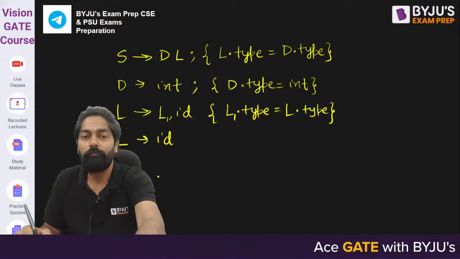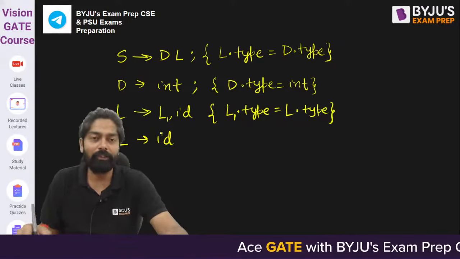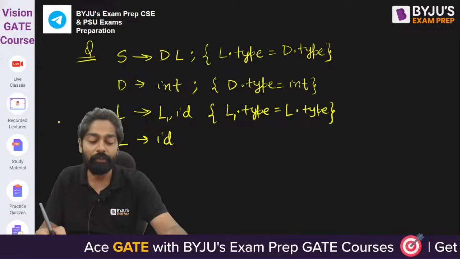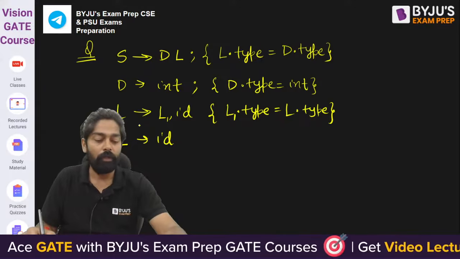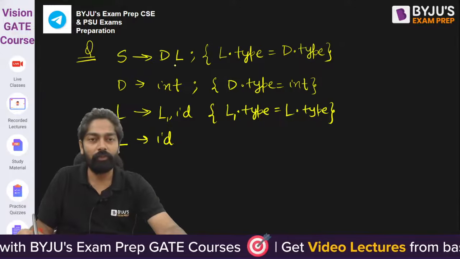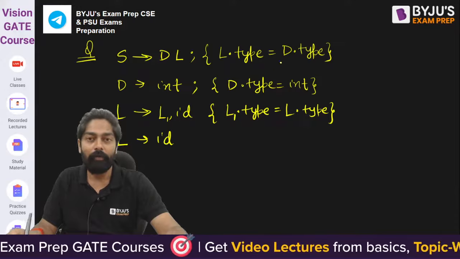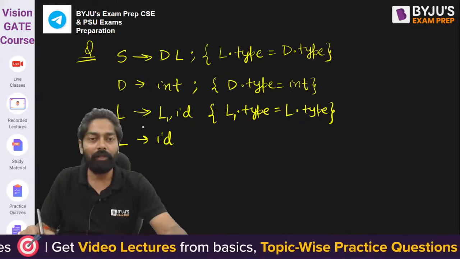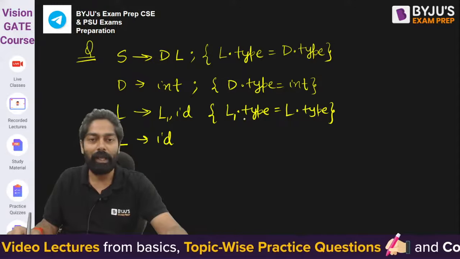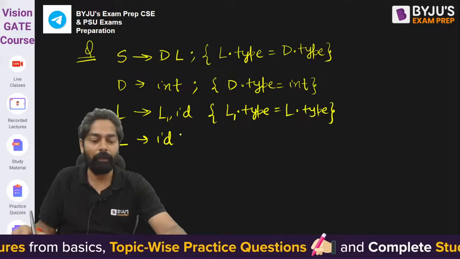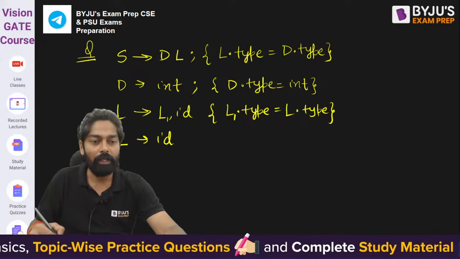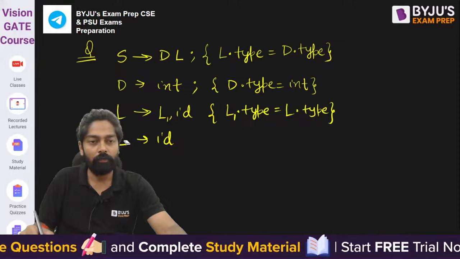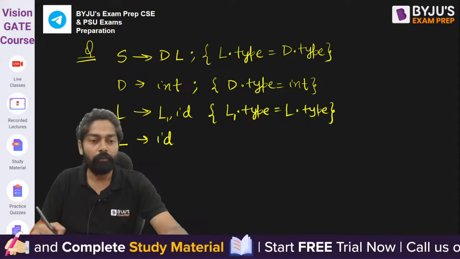Okay, so already we have done SDT. Just for revision, I have taken this question. See clearly: S goes to DL and L.type equal to D.type, and D goes to int, D.type equal to int, and L goes to L1 comma ID, L1.type equal to L.type, and L goes to ID. Let me write here, the last one is nothing but L goes to ID.